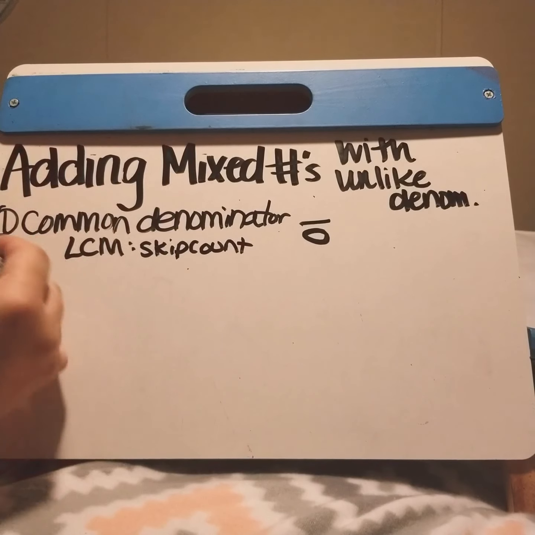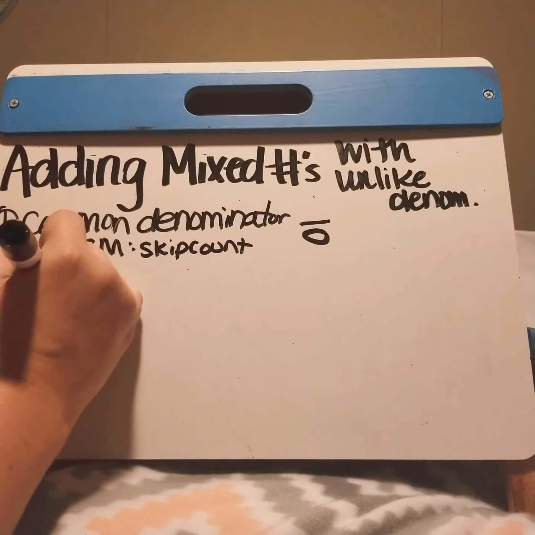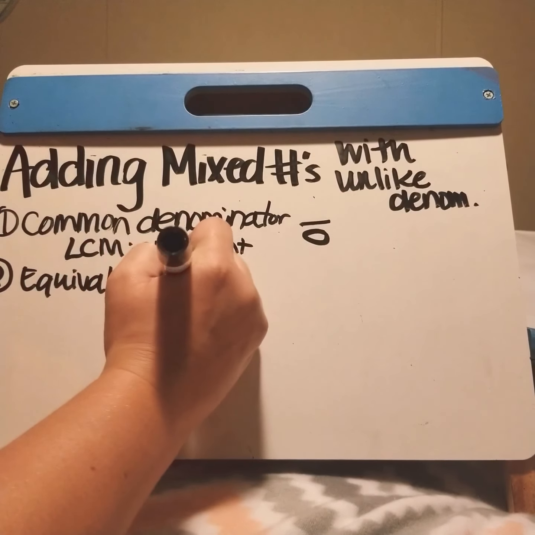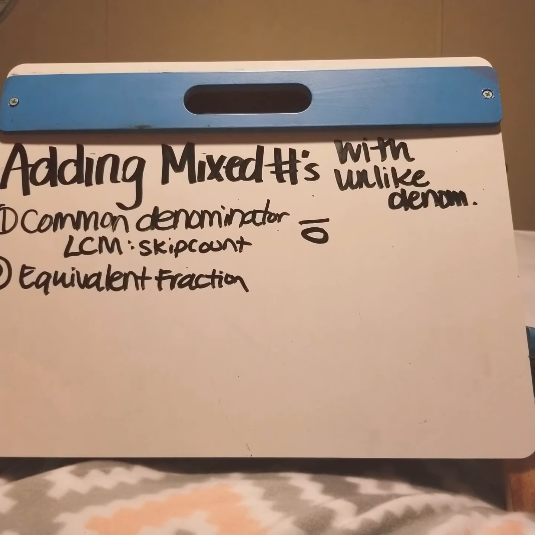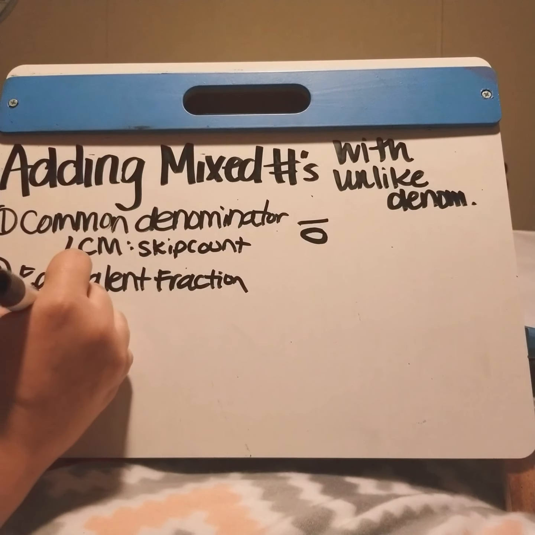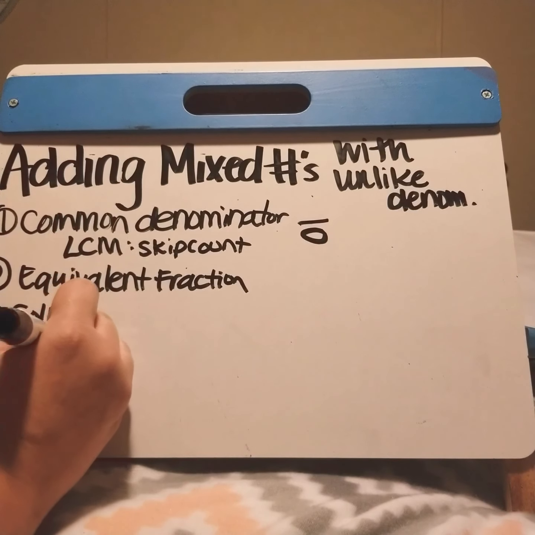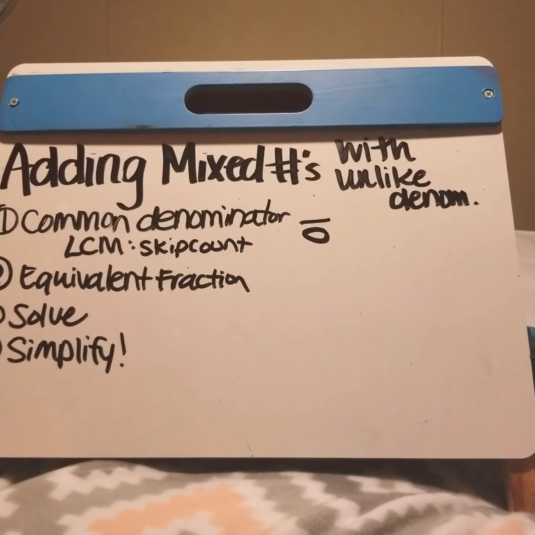After you find our common denominator, the second step is we are going to make equivalent fractions, so the numerator and the denominator have to change. And then third, we're going to solve. Last step will be to simplify if needed. Okay, so let's get started.